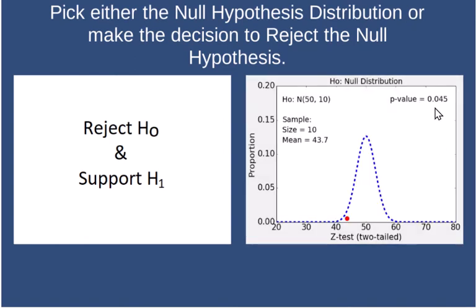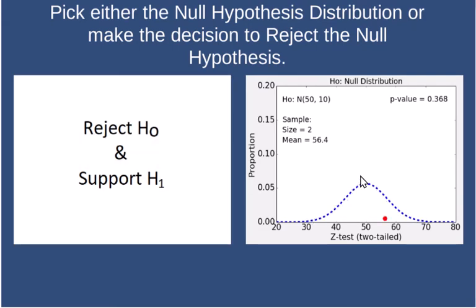Now, a p-value of 0.045 is less than or equal to our alpha level of 0.05. As a result, we're going to go ahead and reject the null hypothesis distribution. Our sample mean is outside of this middle 95%. It's not where we would expect based upon the null hypothesis distribution, so we reject the null hypothesis distribution.